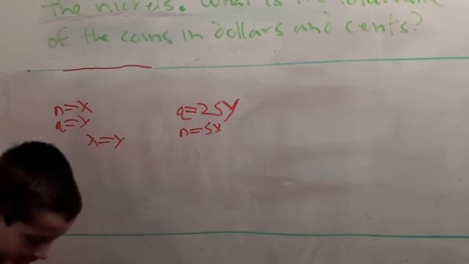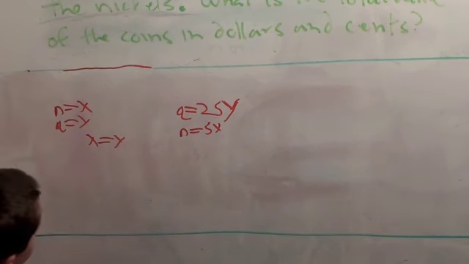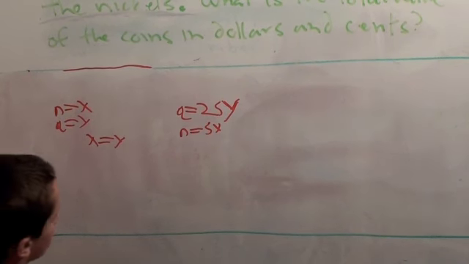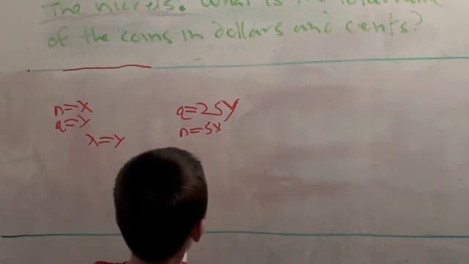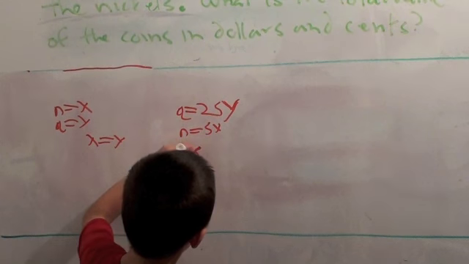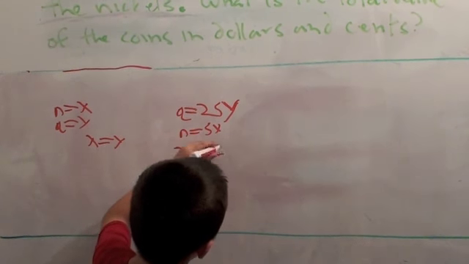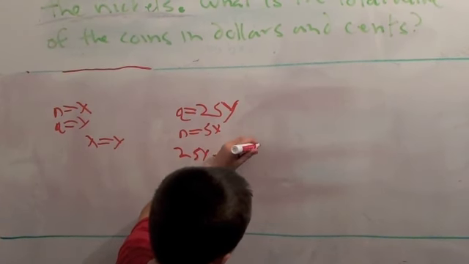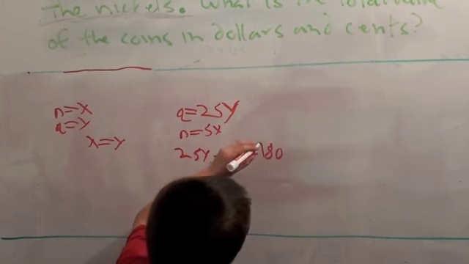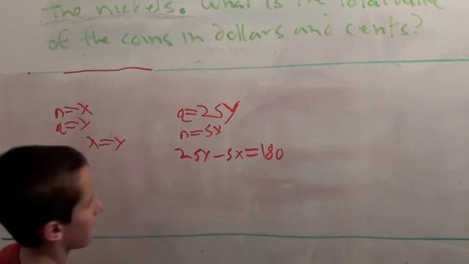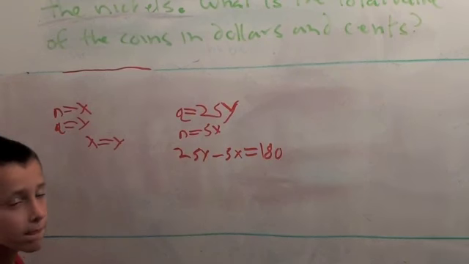So now we have, what do we need to do next? Now we know that the quarters have a value 25y and the nickels have a value 5x. What's the next thing we need to do? 25y minus 5x equals 180. Okay, and why did we write that equation? What did the problem say that told you to write that equation?